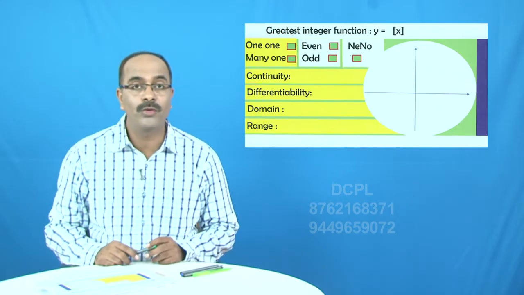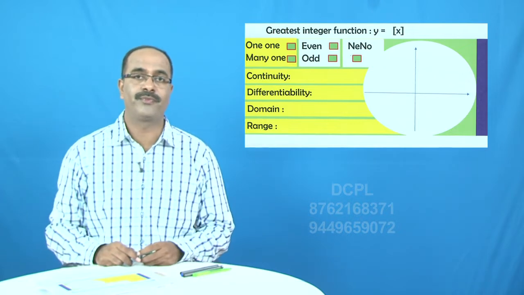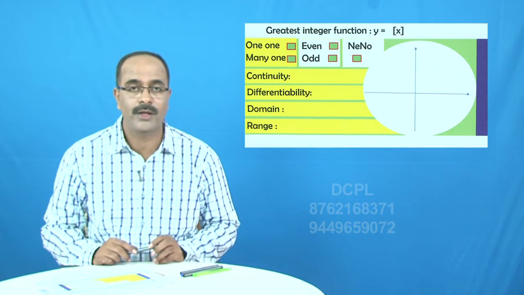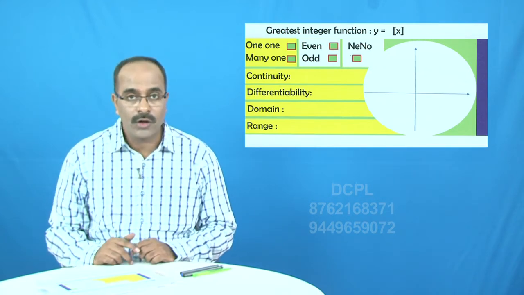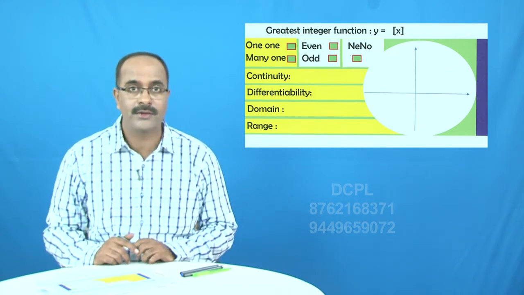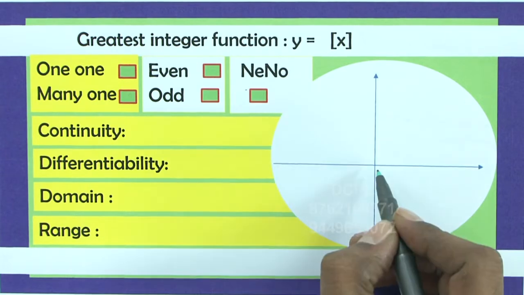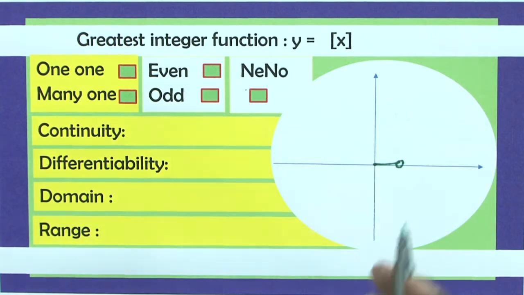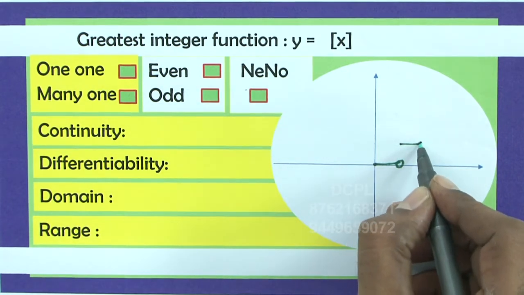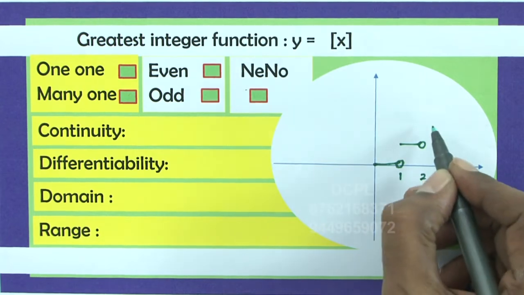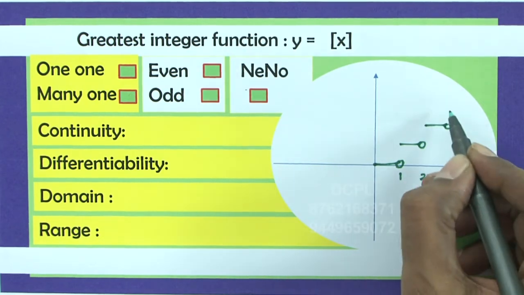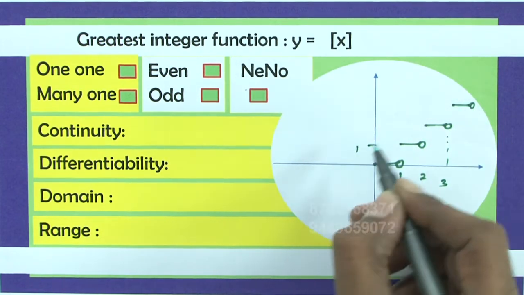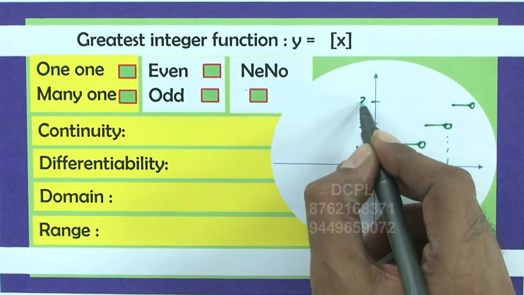Now we shall talk about greatest integer function. Dear students, this is one of the very, very important parts for your JEE mathematics. Anyway, let us draw the graph of greatest integer function and analyze. Look at this. If x lies between 0 and 1, integral part of x, our greatest integer function, is 0. If it lies between 1 and 2, it is 1. Between 2 and 3, it is 2. Between 3 and 4, it is 3. This is 1, this is 2, this is 3.